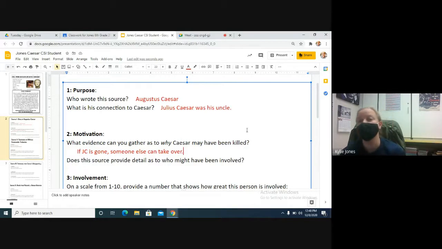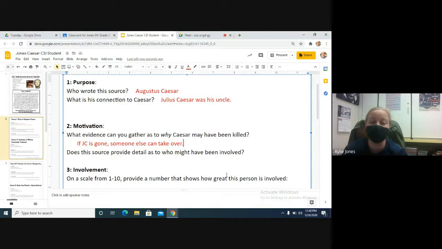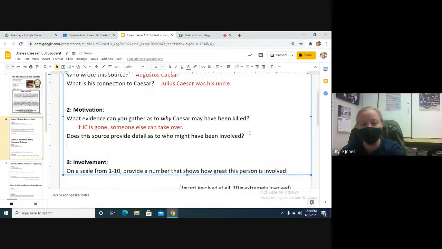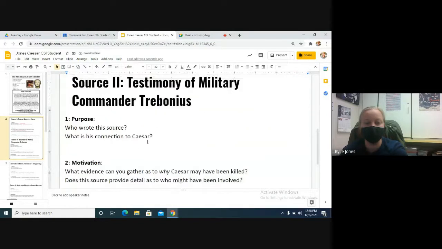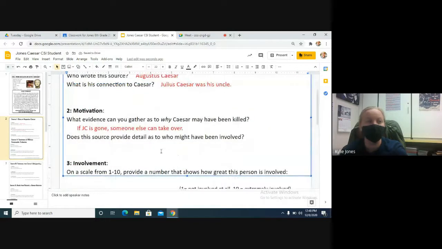So if Julius Caesar is killed, someone else goes to take over. Wait, how do they figure out who's being the next ruler of Palestine? They just elect them. Okay, then it says, does this source, so does this letter provide detail as to who might have been involved, who might have wanted him killed? It did a little bit. I typed in the wrong spot.